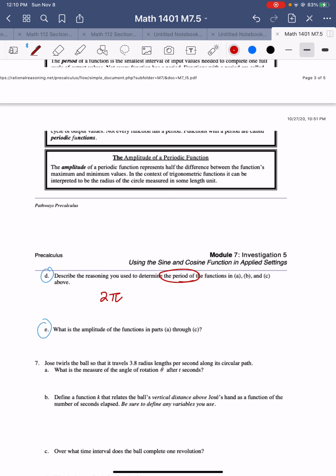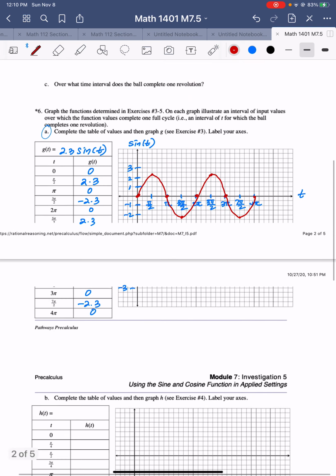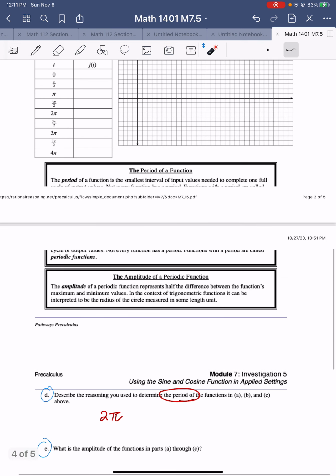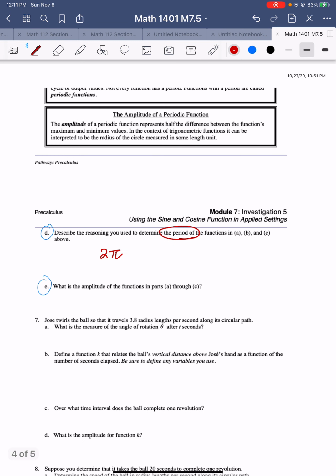And E, what is the amplitude of the function in parts A through C? We are only using A. The amplitude means you cut the graph right in the middle, and then measure how much it goes up from the middle and how much it goes down. Here it goes up to 2.3 and down to -2.3. But amplitude is always a positive number, so it is 2.3. That's the amplitude. I think that'll be all. Thank you for listening.